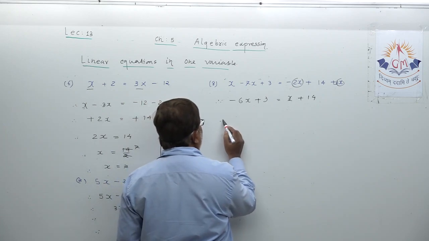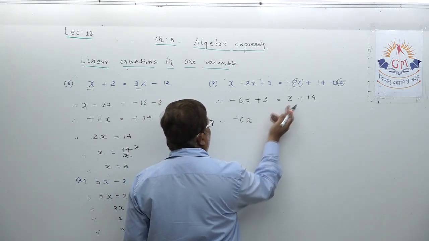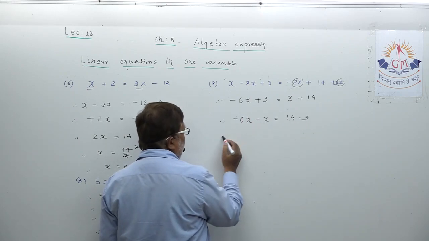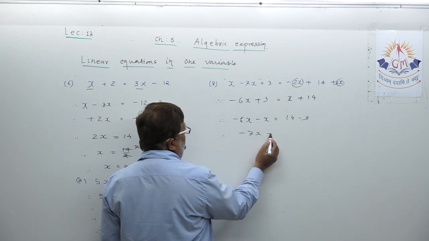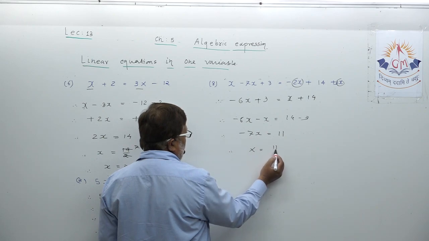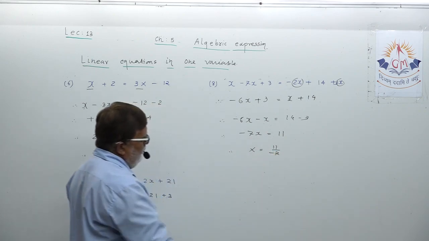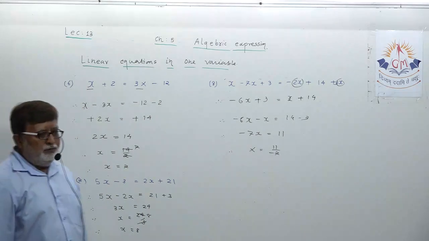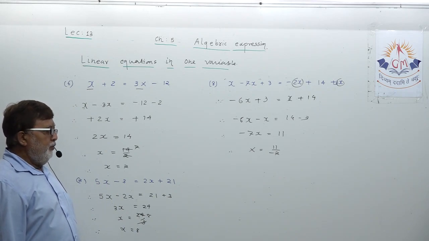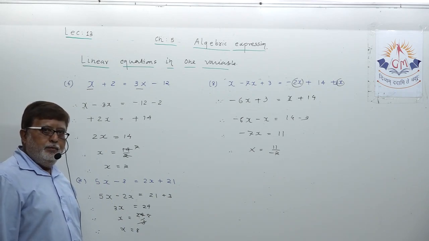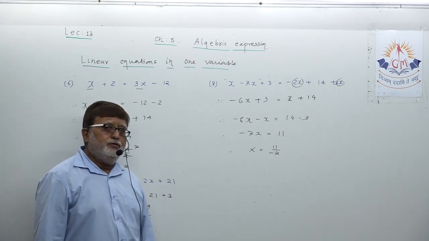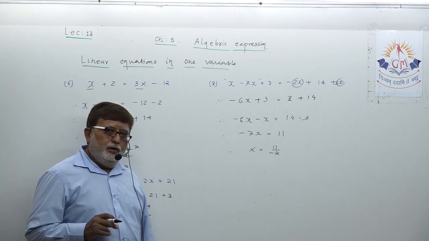Okay. Now transfer minus 6x minus x equal to 14 minus 3, sign change, minus 7x equal to 11, x equal to 11 upon minus 7. No cancellation is possible. You got x equal to 11 upon minus 7. Now dear student, if in exam you write the answer this way, you are losing half mark.